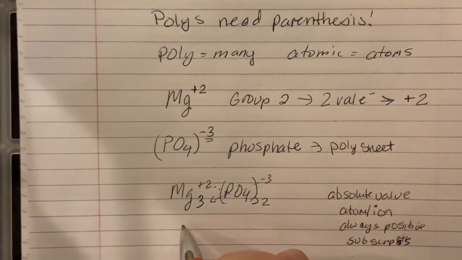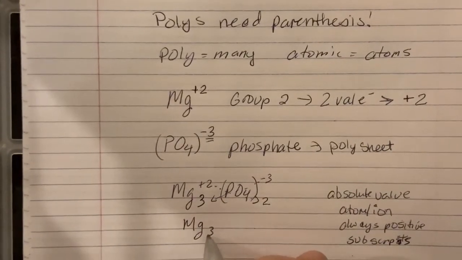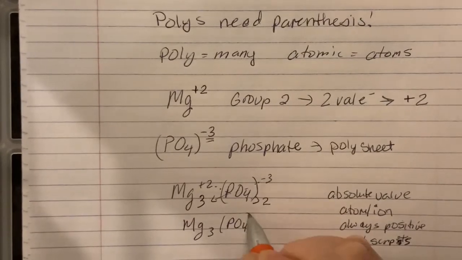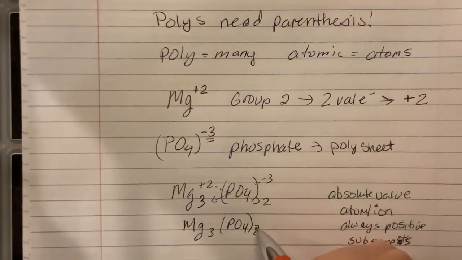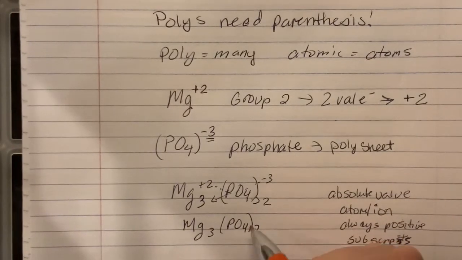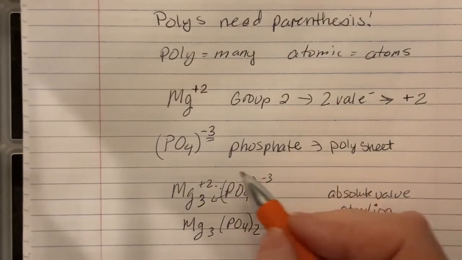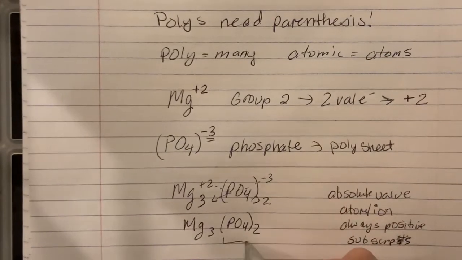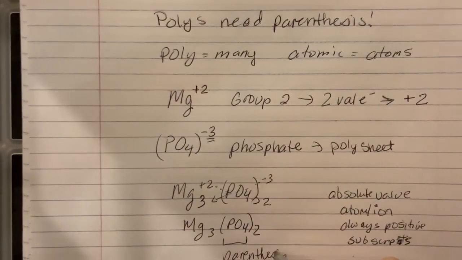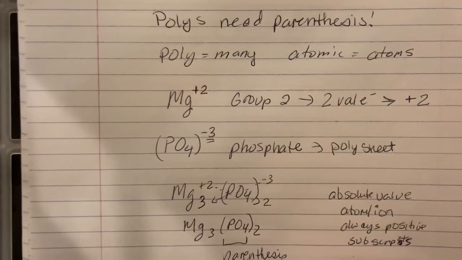Okay, and now I'm just going to rewrite this without the charges so it's a little bit cleaner and doesn't have the arrows. Mg3(PO4)2. Notice the parentheses have to be there or else it would look like 42. And you don't get rid of the 4 because it's in the parentheses. Everything in the parentheses stays the same.